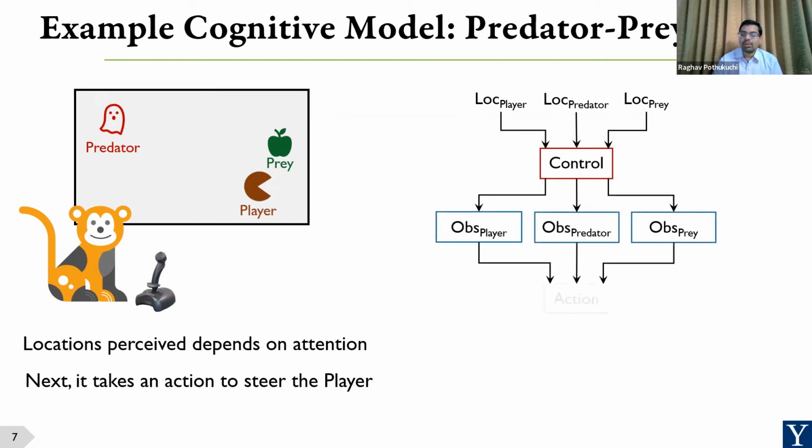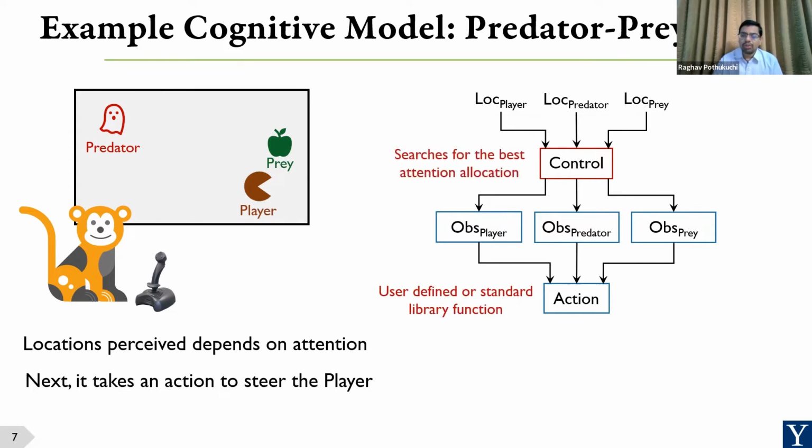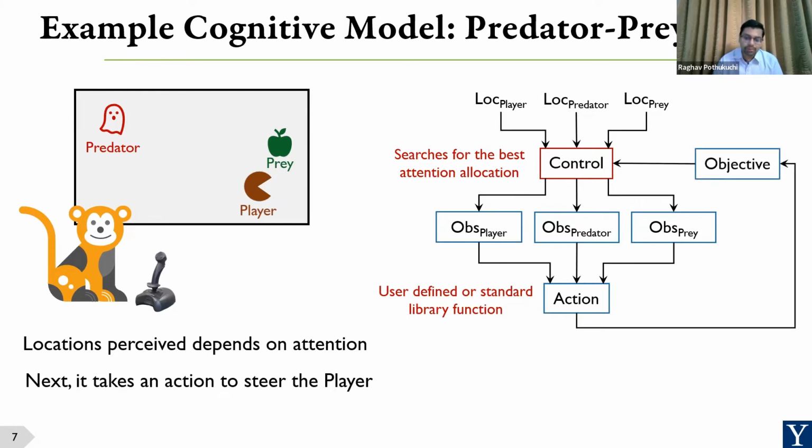There is an action node that takes these observed locations and produces a direction of movement. The action node could be a user-defined function or a standard library function from PsyNeuLink. The control node searches for the best attention allocation by minimizing a cost function. The cost function has two components. One is the cost of allocating attention, and the other is the quality of the move that arises out of a given attention allocation. This value is computed by an objective node.